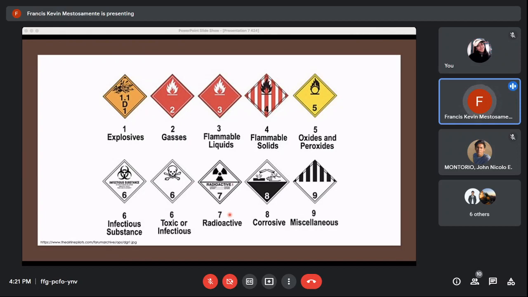Class 7, radioactive. Class 8, we got corrosive materials. Examples are battery fluids, which are corrosive. Class 9, others. Here are the other hazardous substances that are not from class 1 to class 8. An example is magnetized materials. That is under class 9, since it could affect the aircraft and the systems on the aircraft. That is why it is classified as dangerous goods.